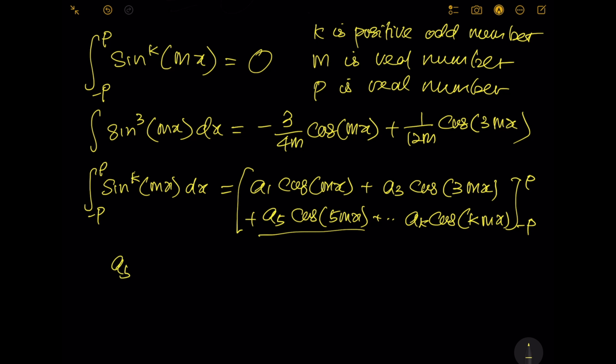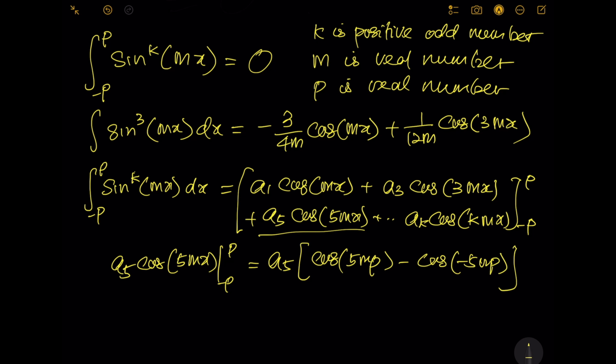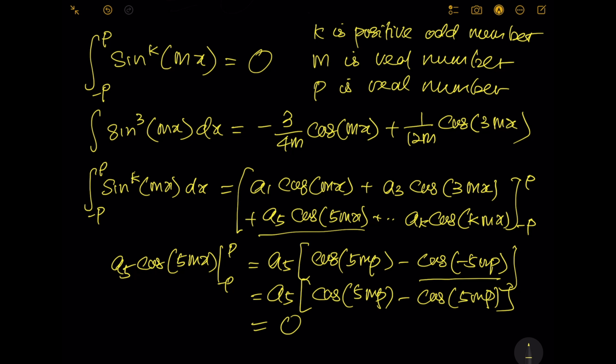Let's try to evaluate a5 multiplied by cosine 5mx for x equals negative p and positive p. We know cosine of negative 5mp equals cosine 5mp. Therefore, the answer of this equals 0, doesn't matter what the value of a5 is. Not just a5 cosine 5mx that we just tested, but equaling 0 is applicable for all terms.